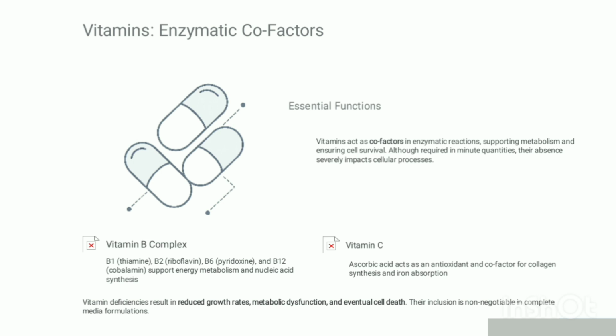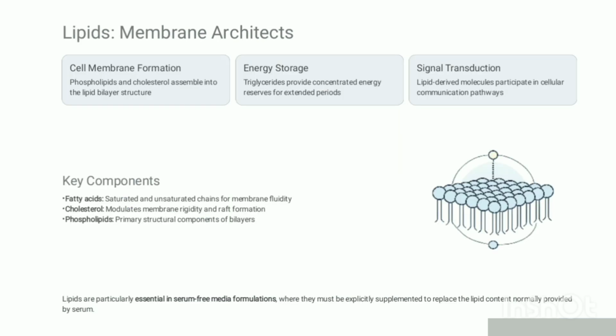Role: supports energy metabolism and the synthesis of nucleic acids, DNA and RNA. Vitamin C, ascorbic acid. Role: acts as an antioxidant to protect cells and serves as a cofactor for collagen synthesis and iron absorption. Consequences of deficiency: without adequate vitamins, cell cultures will experience reduced growth rates, metabolic dysfunction, and eventual cell death.